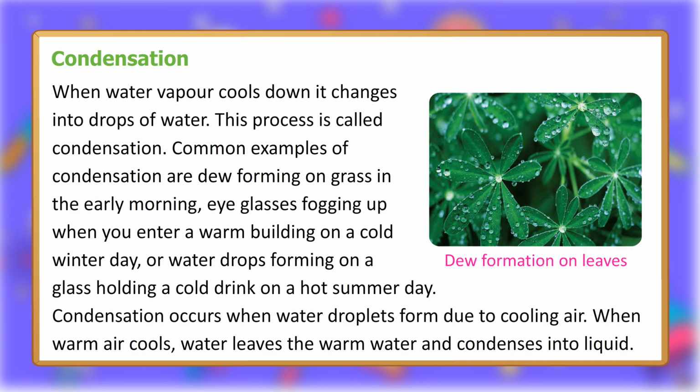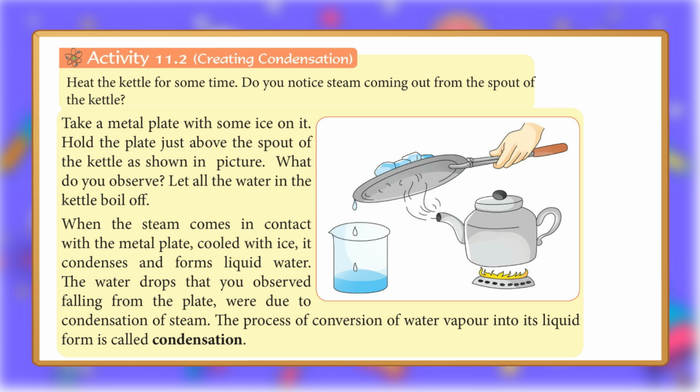Dew formation on leaves. Activity 11.2. Creating condensation. Heat the kettle for some time. Do you notice steam coming out from the spout of the kettle? Take a metal plate with some ice on it. Hold the plate just above the spout of the kettle as shown in the picture. What do you observe? Let all the water in the kettle boil off.